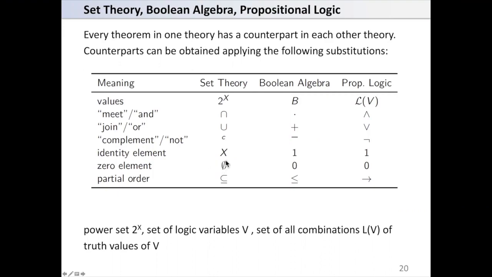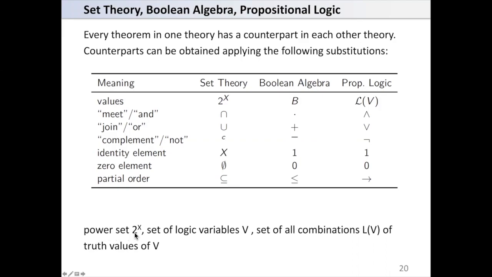The zero element is the empty set in set theory. It is the element 0 in Boolean algebra and also 0 in propositional logic. The partial order is the subset in set theory, less than or equal to in Boolean algebra, and the implication operation in propositional logic.